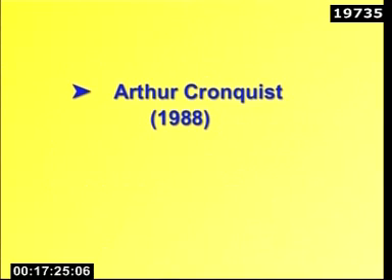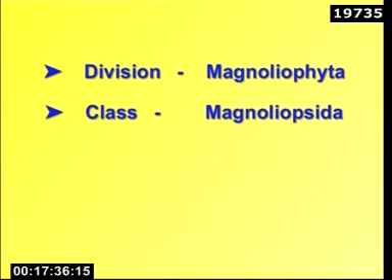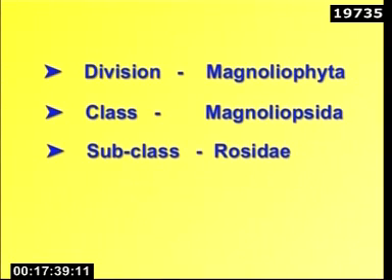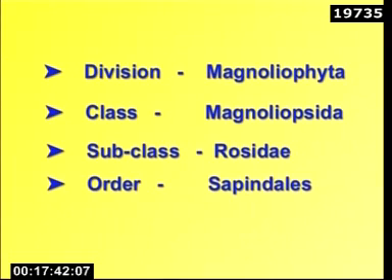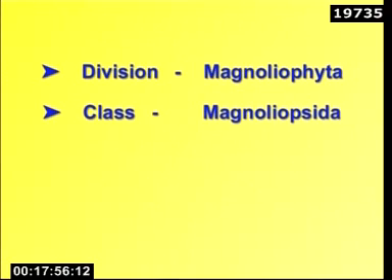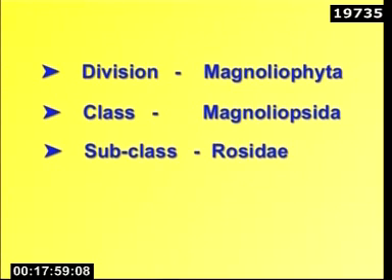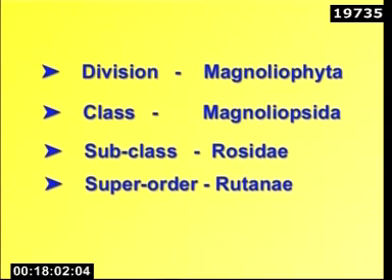Arthur Cronquist, an American taxonomist, placed the family Rutaceae in the division Magnoliophyta, class Magnoliopsida, subclass Rosidae and order Sapindales. Armen Takhtajan, a Russian taxonomist, placed the family in the division Magnoliophyta, class Magnoliopsida, subclass Rosidae, superorder Rutanae and order Rutales.